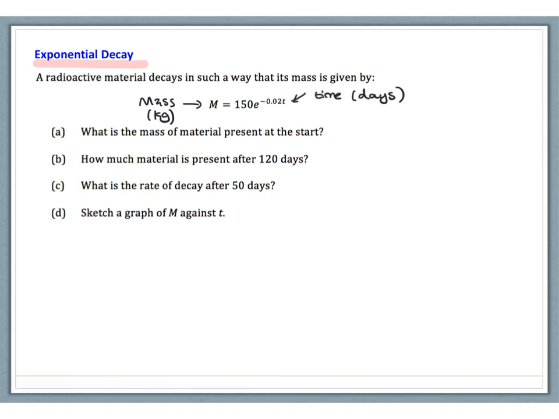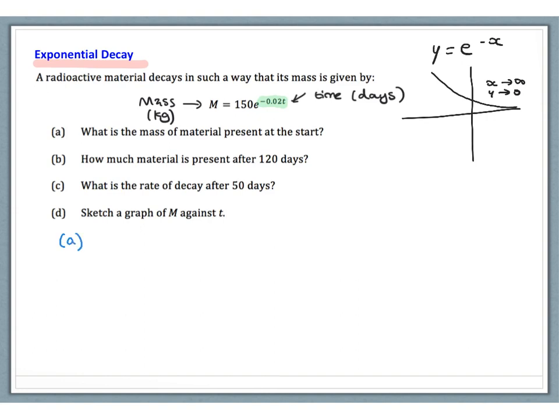So the decay part of this relationship can be seen in the negative here. Remember when we sketched the graph of y equals e to the power of negative x, we saw that it looked like this. So as x increases, y decreases, and we have a decay rather than an increase. So let's have a look at the 4 parts to this question.